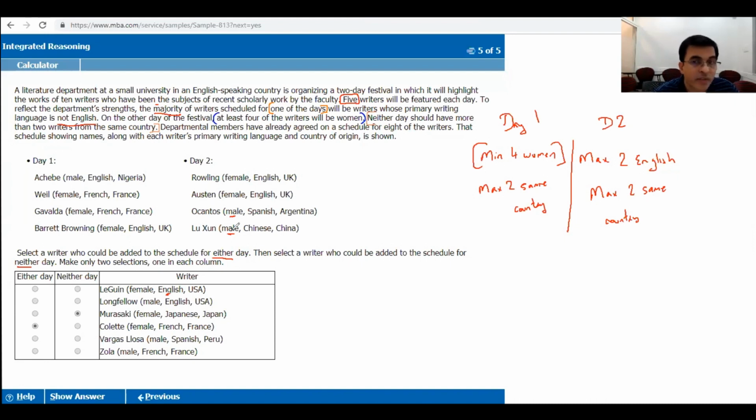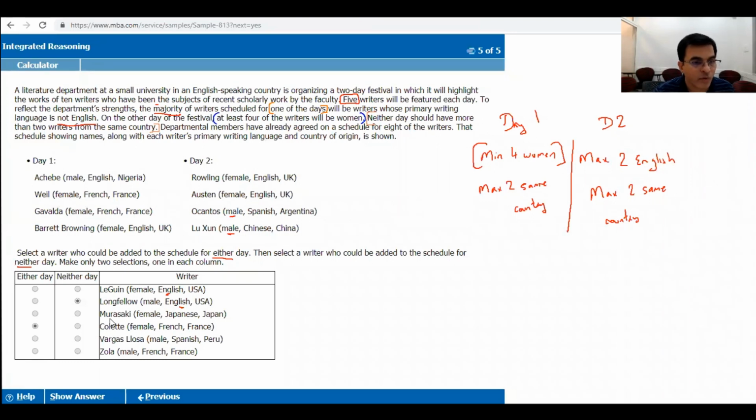Next, we move on to this person, Longfellow. Longfellow is male. For day 1, we cannot have a male because we need at least 4 female members. So Longfellow cannot go on day 1. On day 2, if Longfellow enters, he's English, and we need max 2 English. We already have 2. So Longfellow cannot even go on day 2, which means we have identified the person who can go on neither of the 2 days, and that is Longfellow. So let's click the radio button for Longfellow for neither of the 2 days. This is where this person belongs.